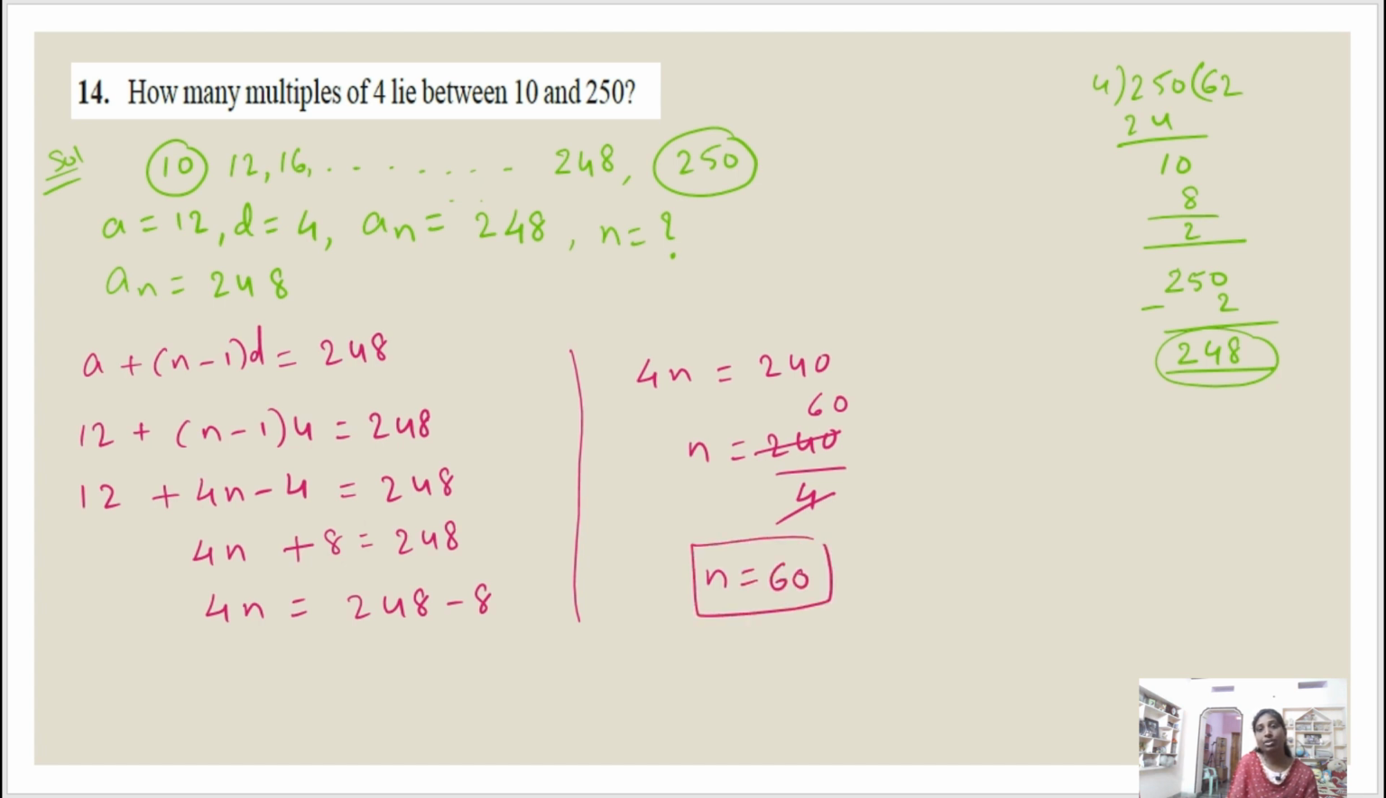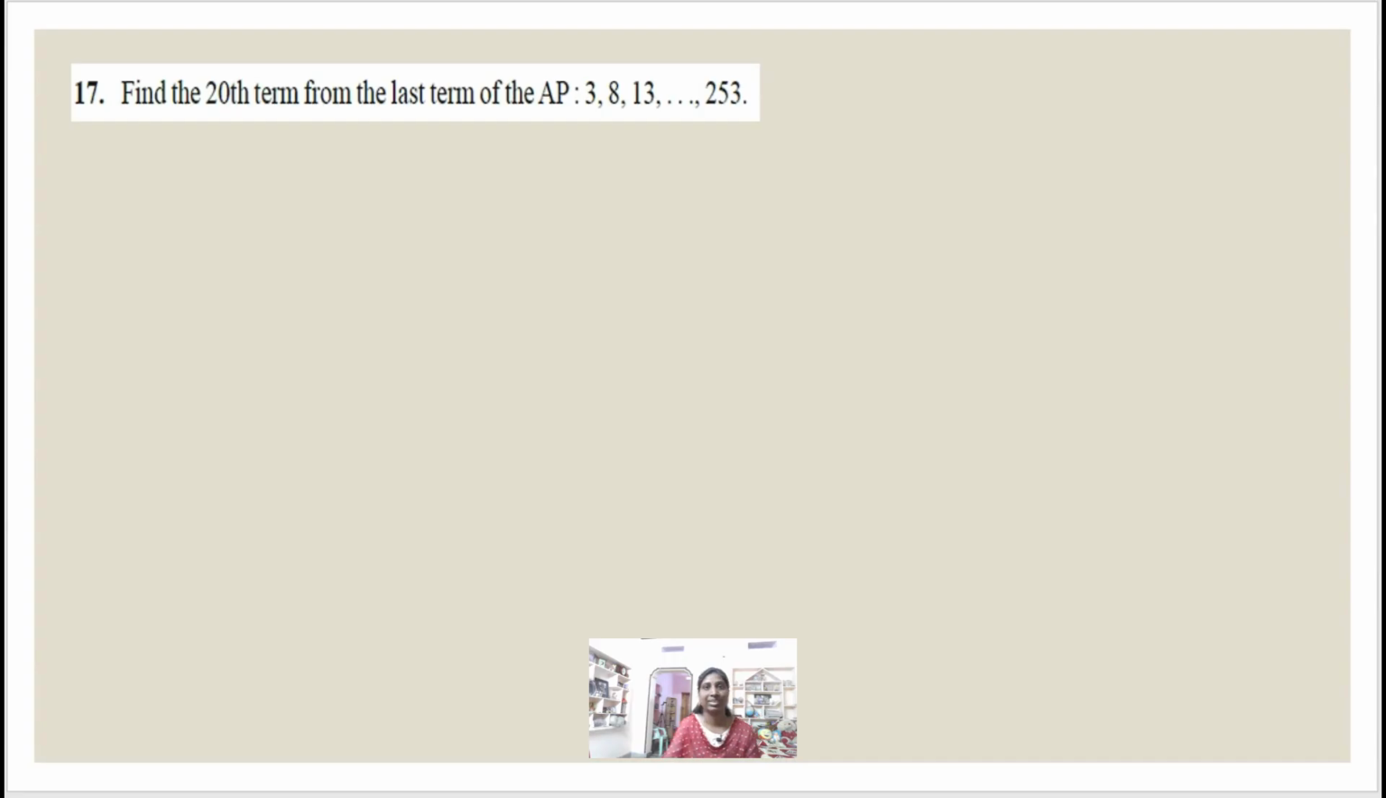It means what? There are 60 multiples of 4 between 10 and 250. So in this AP, how many terms are there? 60 terms are there. Clear? I hope you have understood it clearly. Now let's move to the next question. So friends, let us read the next question.